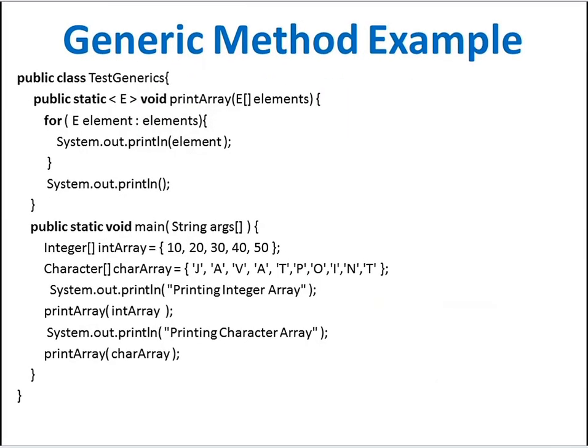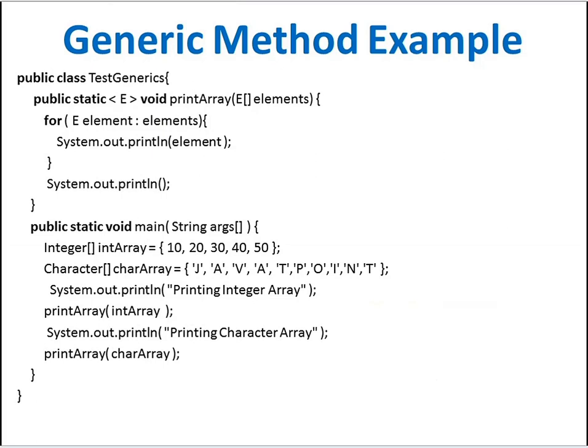This is an example of a generic method. Here we have written public class TestGenerics, public static E void printArray, E element, meaning we are passing E as the array. For E element in elements, System.out.println element. It will print the elements of the array.